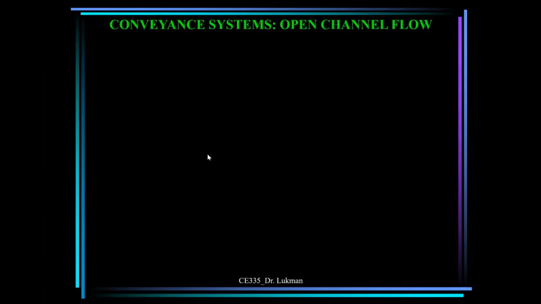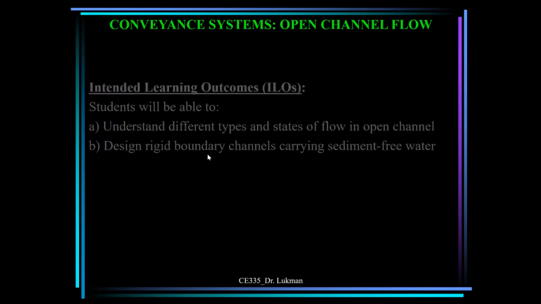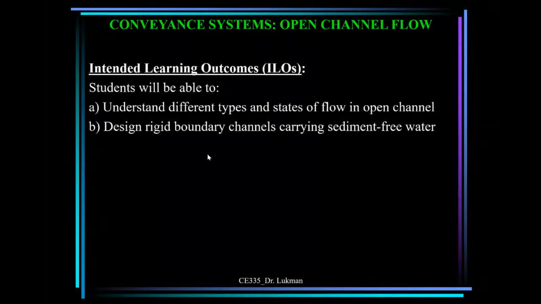There's a new chapter, conveyance systems. Conveyance, that's how to convey fluid or liquid from one point to another. And here we'll look at open channel flow. Then later we'll look at pipe flow. The intended learning outcomes: at the end of these slides, students will be able to understand different types and states of flow in open channels and design real boundary channels carrying sediment-free water.